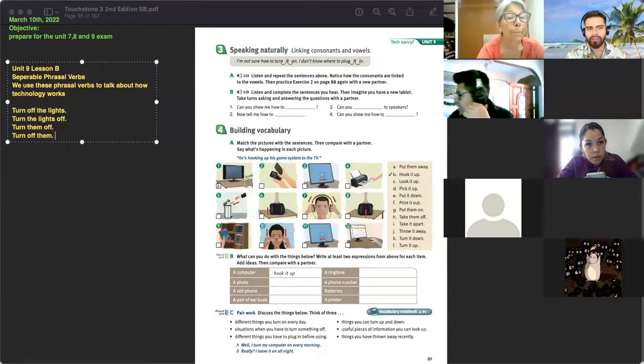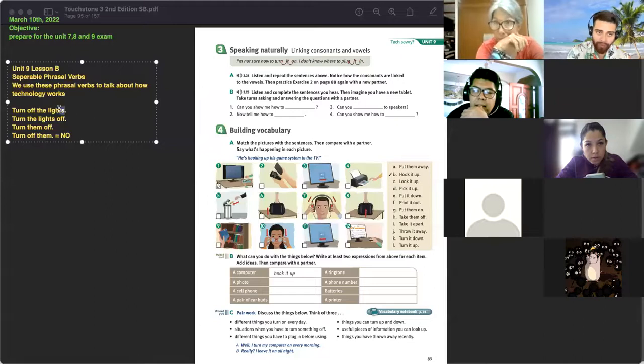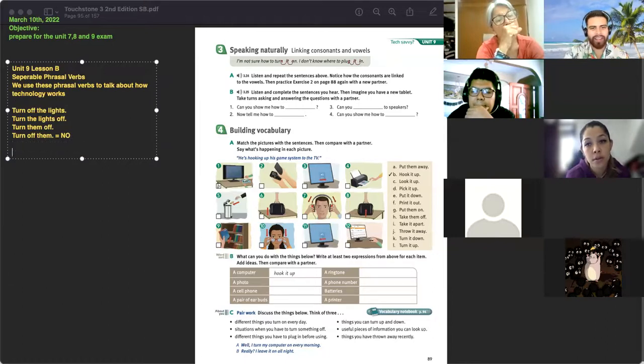No. No. Very good. Capital N-O. No, never. Nada. Zilch. We don't use the pronoun outside of the phrasal verb. You can use the appropriate noun outside, but not the pronoun. All right, so on the test, it's gonna be a piece of cake. It's gonna be something like this.